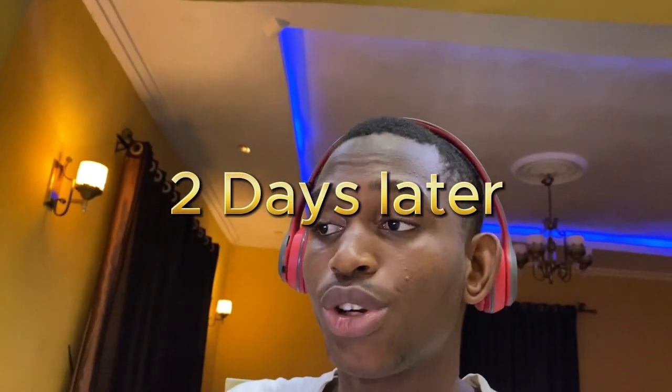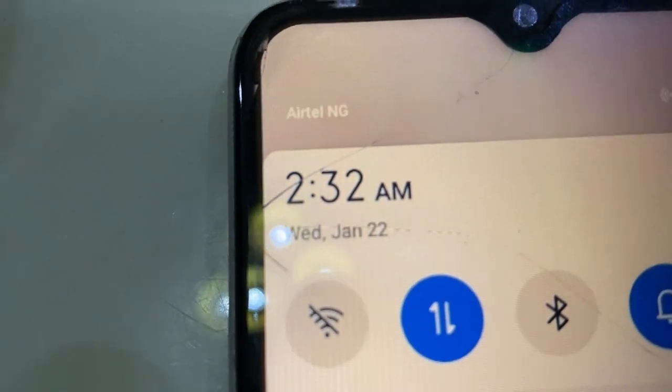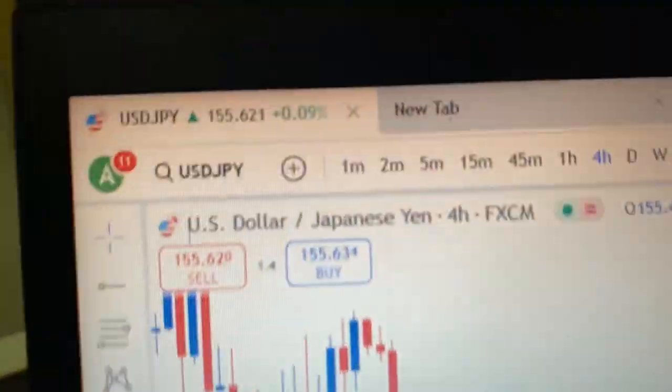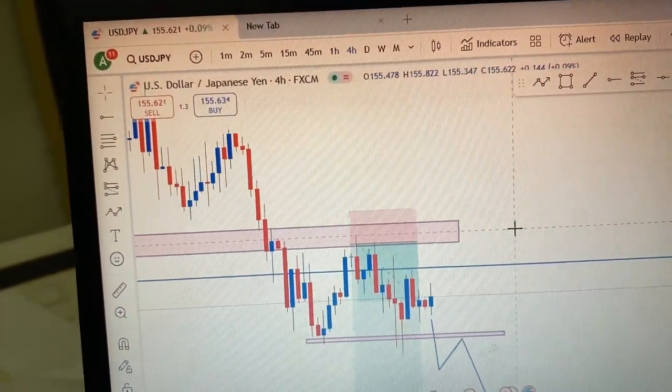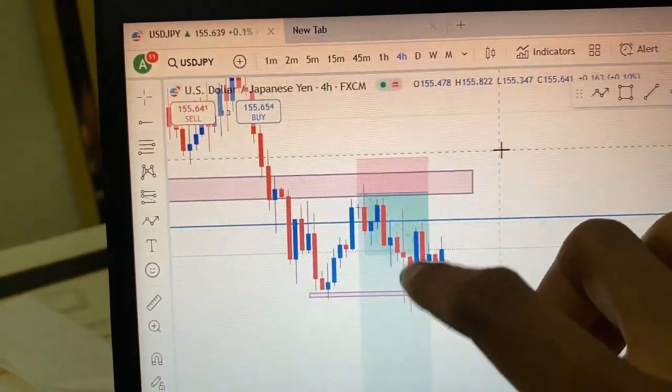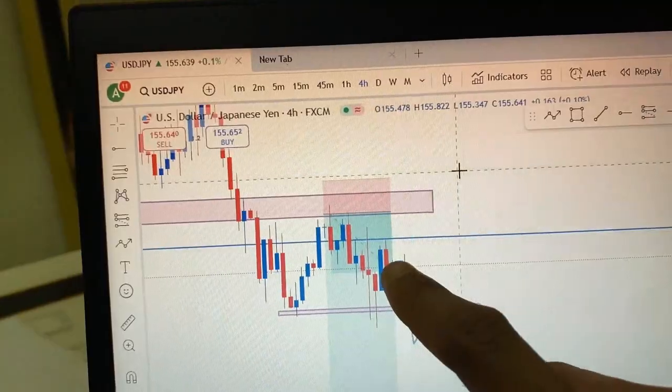All right, guys, so it's trade updates. First, the time is 2:32 a.m., January 22nd, and it's a Wednesday. So this is USDJPY, the pair we've been anticipating, and it is so slow. Believe me, it is so slow. It has been making some consolidations around this area, and I don't want to make this video 1 hour long.